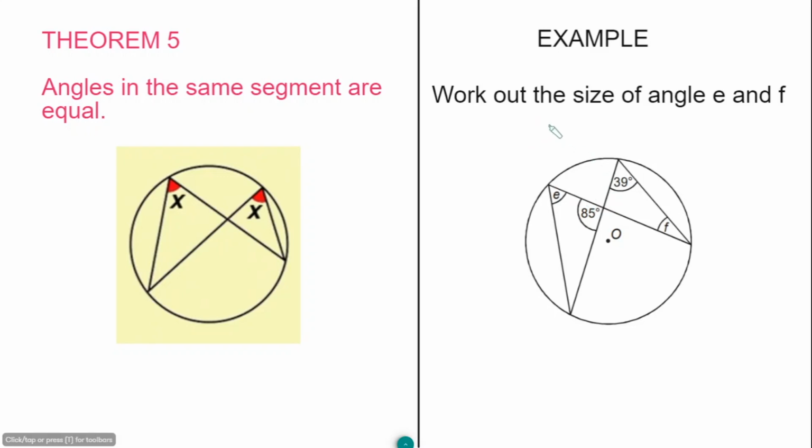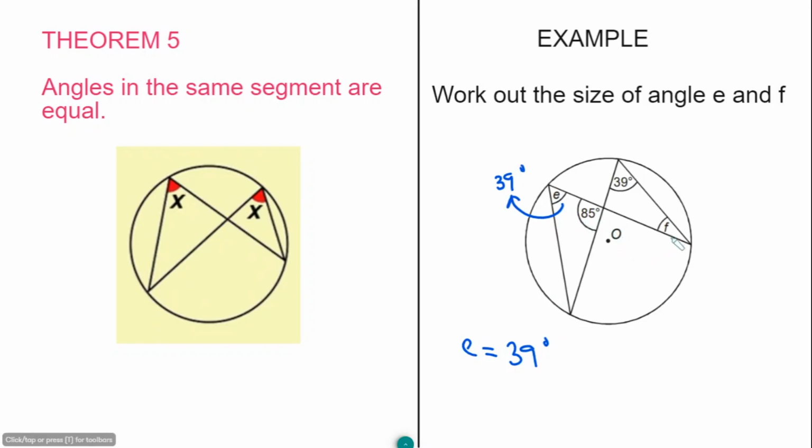Now here we need to find not just one angle but two angles, E and F. We've got a circle here and different lines drawn on it, and we need to find angles E and F. Now if you look at this and compare with theorem number 5, we know the angles in the same segment are always equal. That means this angle E should be equal to the angle 39 degrees. So definitely E is going to be 39 degrees. That's quite easy. Okay, that's going to be 39 degrees.